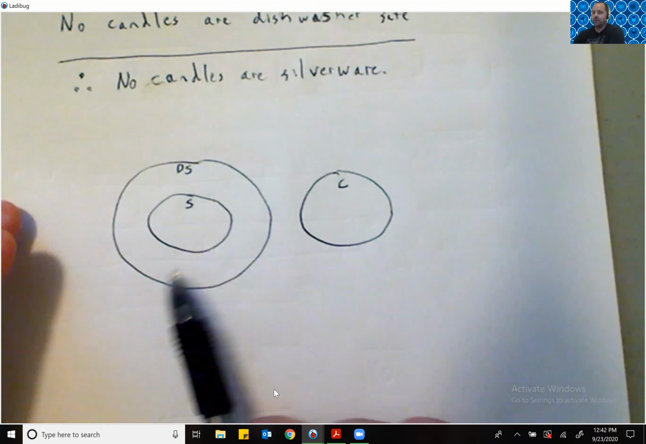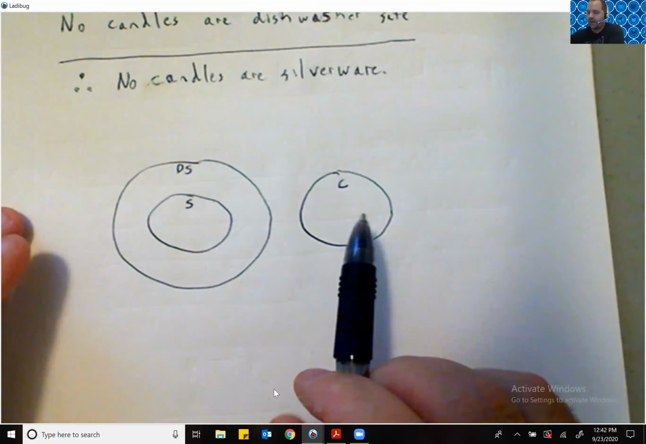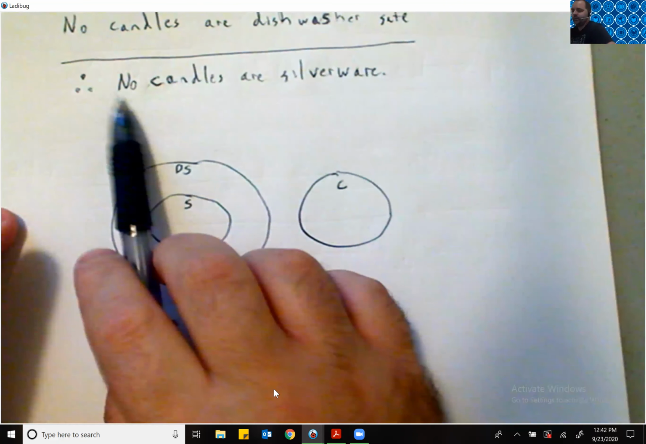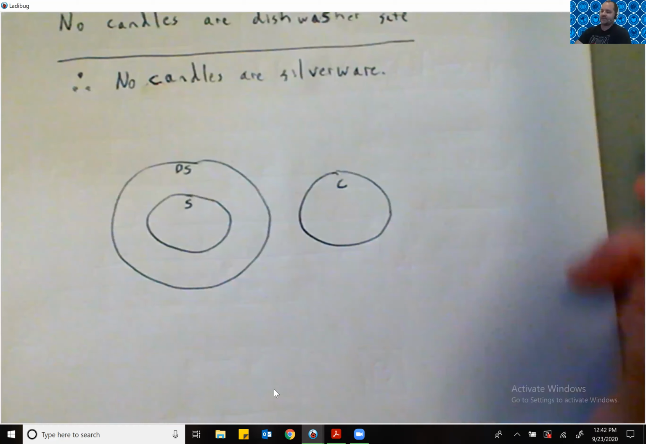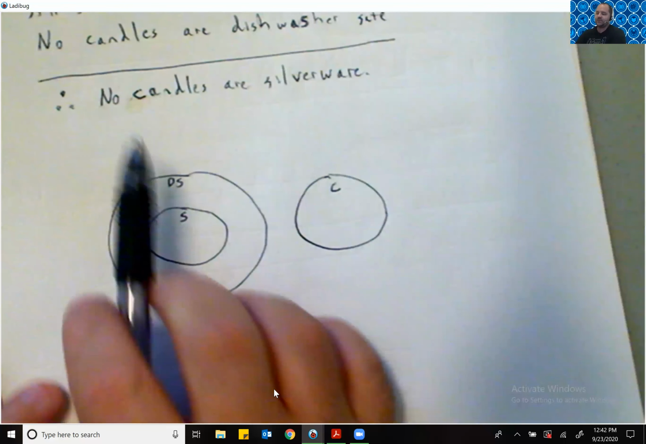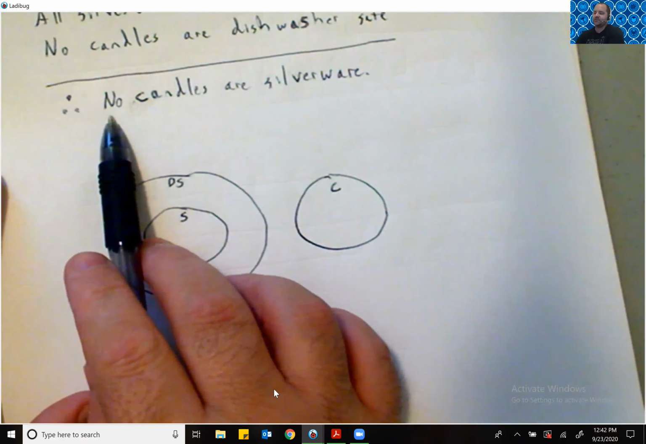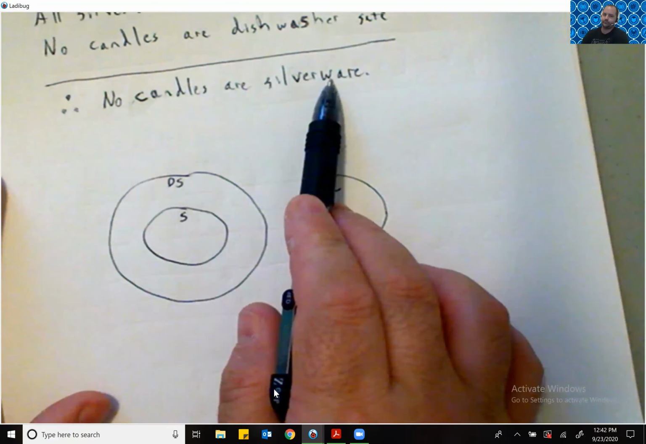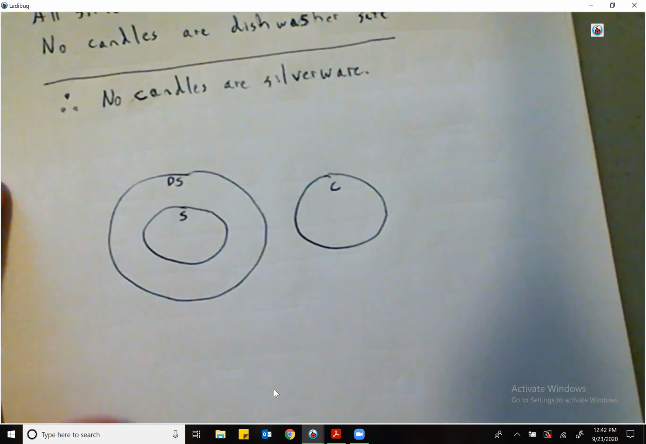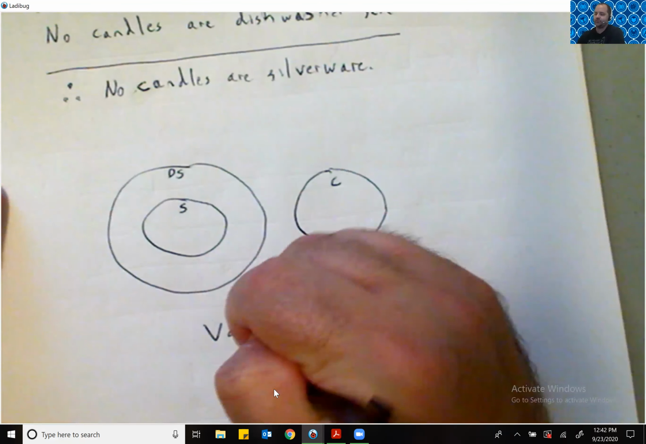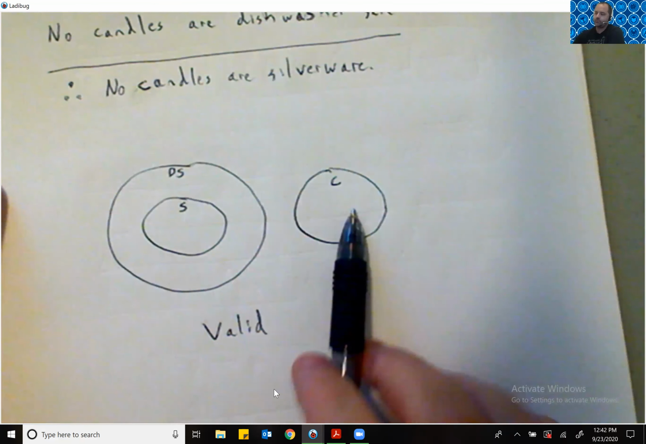So the question is, when we go down here, it says no candles are silverware. What this is asking is it wants to make sure that in your picture, are the candles and silverware touching? Nope. So then it is valid because it is 100% true for my picture.